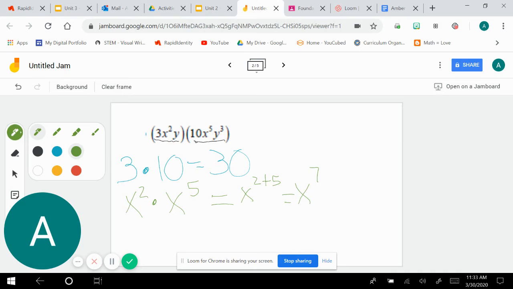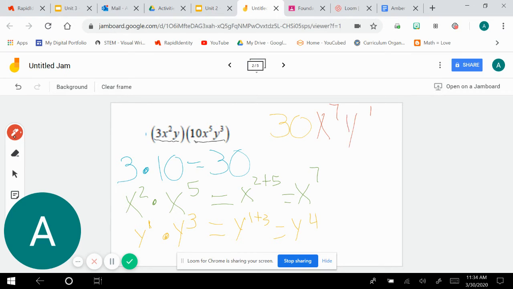Now I do the exact same thing with y. So I'm going to do y, and if there's no exponent there, we always assume it's a 1, times y to the 3rd. Same thing, I'm multiplying, so I'm going to add my exponents. So 1 plus 3 is 4. Now I need to put all of it together and make my final answer. So I have 30, and then I have x to the 7, and then y to the 4. And so there is my final answer right there. So that is essentially the product rule.